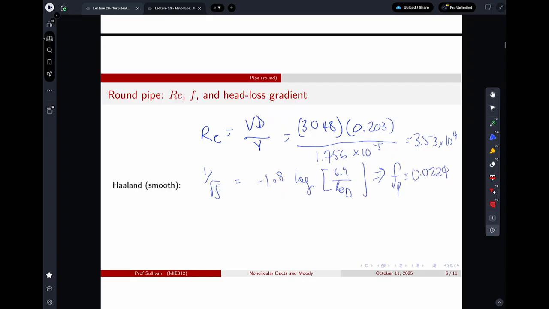So if I look at the Holland equation, there's the epsilon over d term that's normally there. If it's smooth, it's 0, and so that term doesn't play a role. So it's just log of 6.9 over Reynolds number based on diameter of the pipe. So friction of the pipe over diameter, v squared over 2g. It's all a bunch of numbers here.